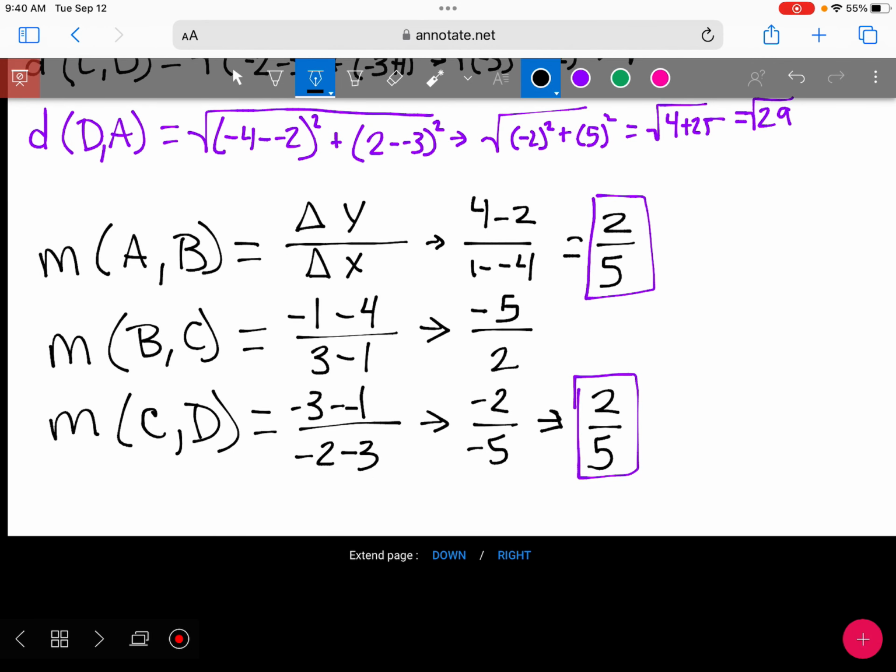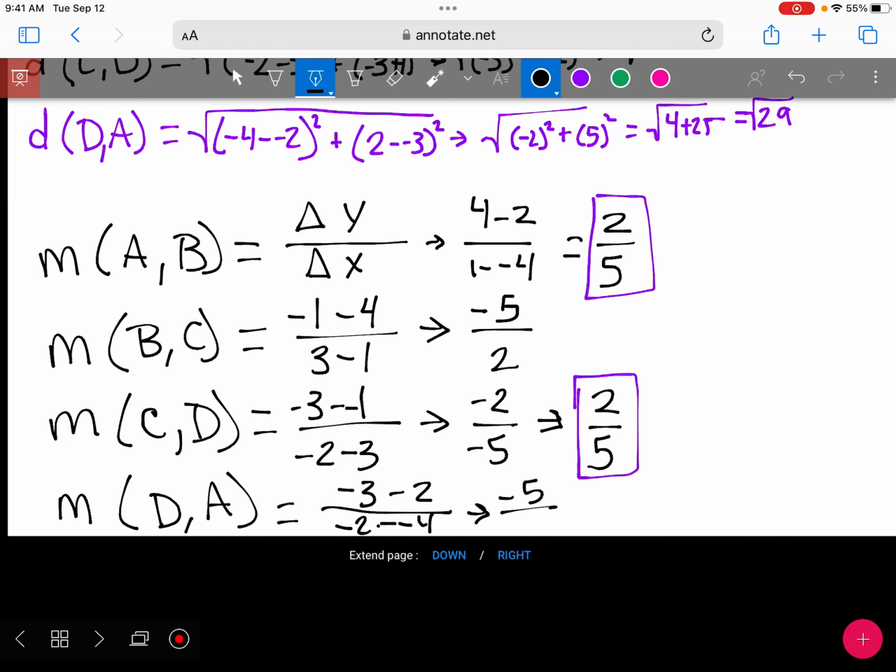Nice try, bucko. D to A. Oh my god, that's crazy. -3 minus 2. -2 minus -4. -5 over 2. So these two lines have the same slope. We've proved parallelogram.